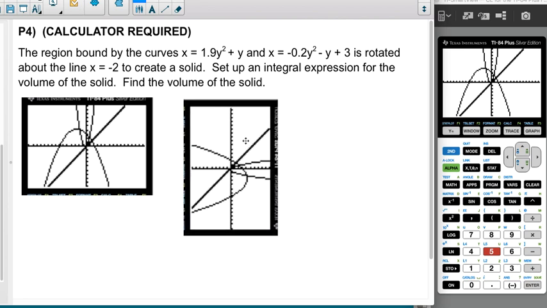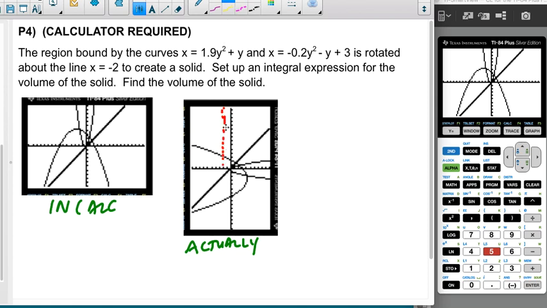So what you're seeing here, this is what it looks like in your calc, but this is what it should actually look like. So if that helps you imagine this a little bit, and then we're rotating about the line x equals negative 2, right? So this is the line that we're rotating about. So that kind of helps you see the imagery because this is the window that we're talking about rotating. What we're going to be doing then is taking this little slice, and it's going to rotate this way.